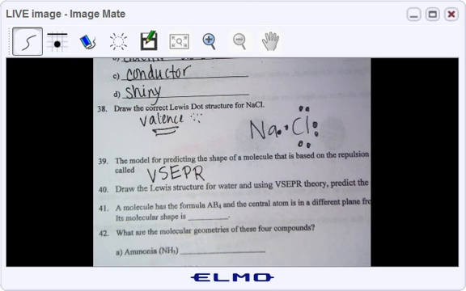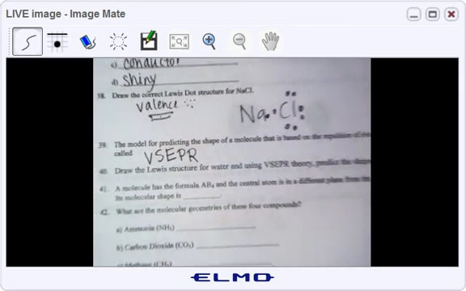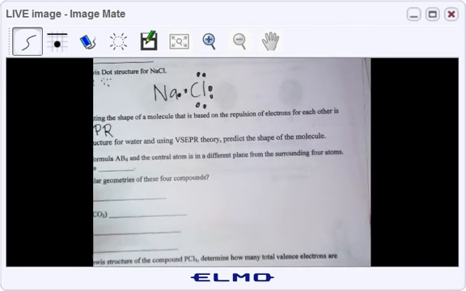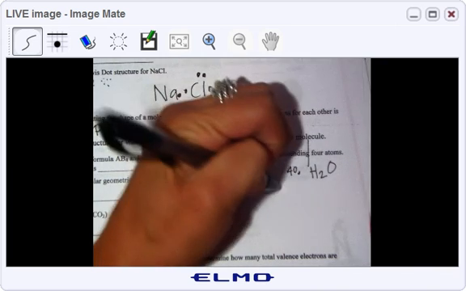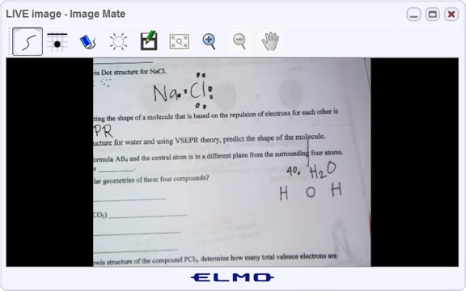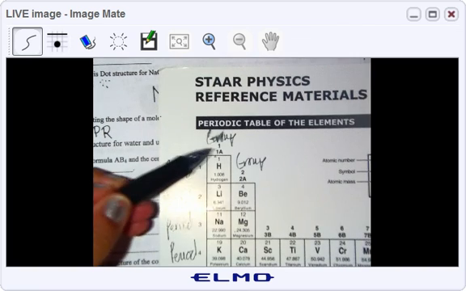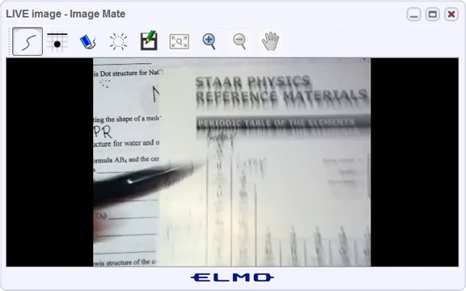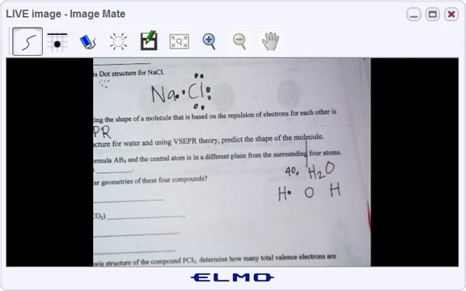40. Draw the Lewis structure for water. Okay, there wasn't a whole lot of room. I'm going to have to zoom out. I'm just going to do 40 right here. So for water, as soon as you hear Lewis dot, you should think about dots and the valence. So what's the valence for hydrogen? 1. Again, valence is at the very top of the group. Here's hydrogen. 1 valence electron. The valence is the outermost shell. So whatever's on the outside, that's the valence. The outside of the electron cloud.